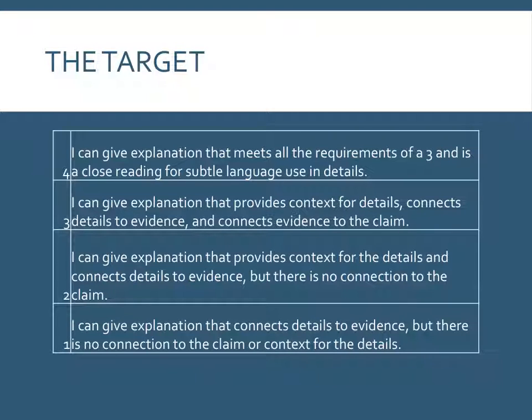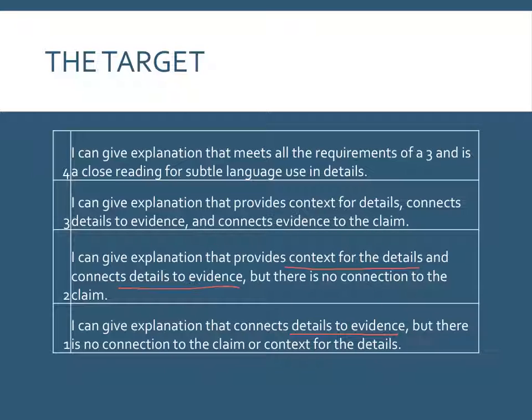Starting at the 1 level with this target, we see that it asks that you be able to give explanation that connects details to evidence. In other words, tell why your details actually prove the evidence that you have matched them to. But you'll be missing some other items which will appear up in the rubric. At the 2 level, you can give explanation that gives context for the details and connects details to evidence, no connection to the claim though.